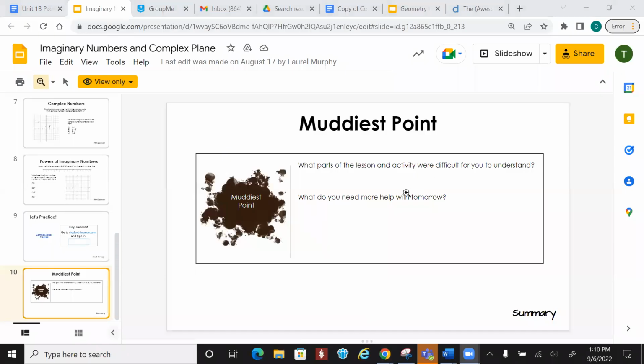Last thing I want you to do is on your packet, you're telling me what the muddiest point of today was. So what parts of the lesson activity were difficult for you to understand? What do you need more help with tomorrow? Take a couple of seconds. We got 4 minutes left. So you're writing out 2 sentences, and then you can back up.